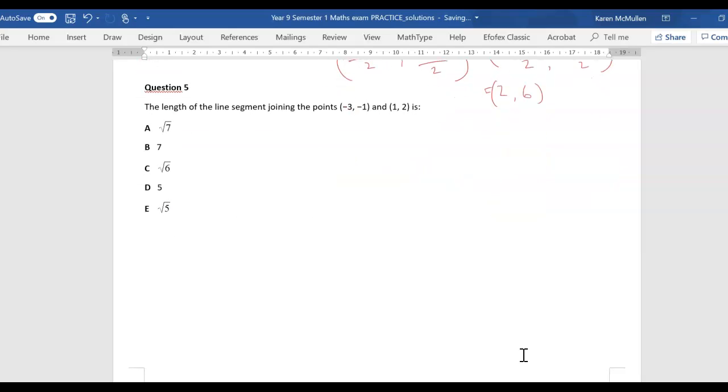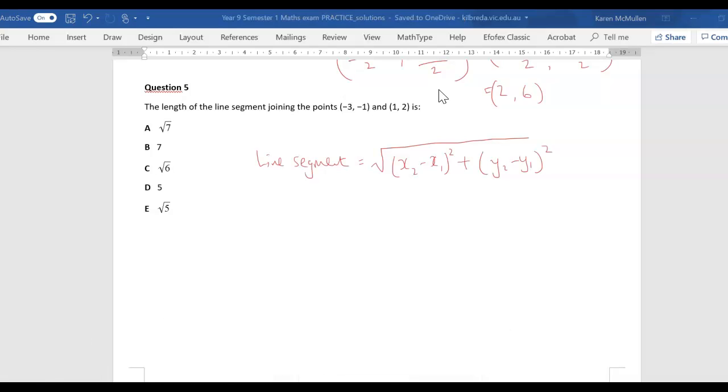All right, question 5, the length of the line segment joining the points. All right, so this is the length of the line segment. All right, so there's a formula that you should have in your notes. So it's just using Pythagoras. So what we need to do is the difference in our x's squared plus the difference in our y's squared. All right, just wanted to check that it was written correctly.